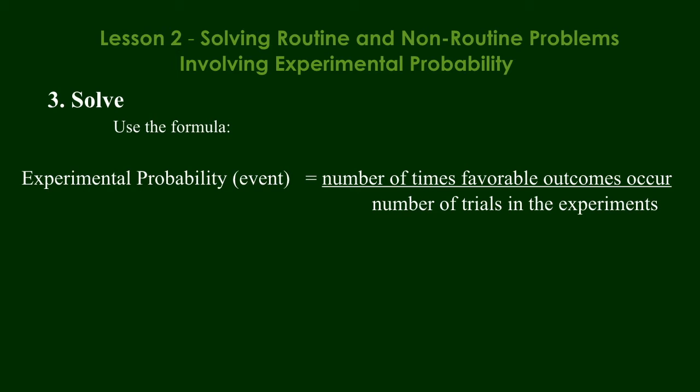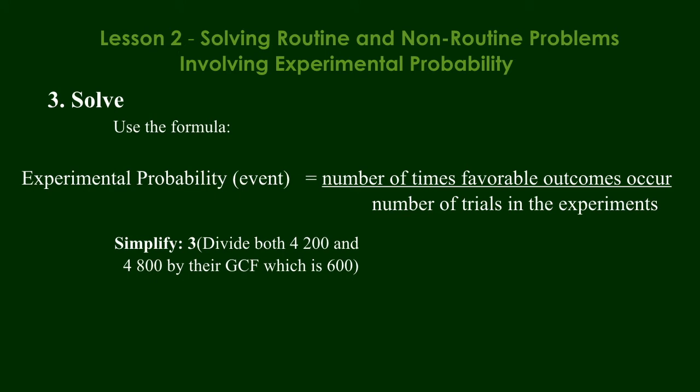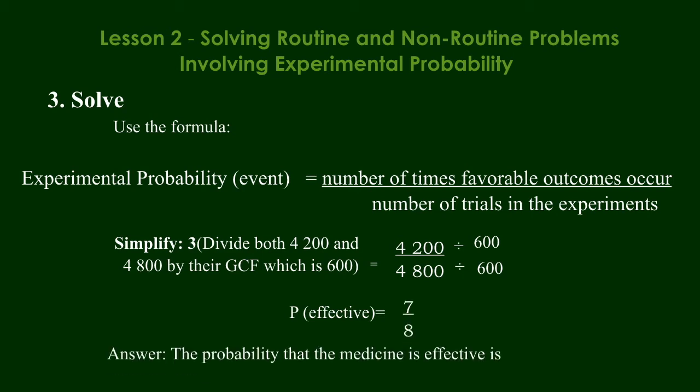So P(effective) is equal to 4,200 over 4,800. Next, simplify. Divide both 4,200 and 4,800 by their GCF, which is 600. 4,200 divided by 600 is equal to 7. 4,800 divided by 600 is equal to 8. So P(effective) is equal to 7 over 8. So the answer, the probability that the medicine is effective is 7 over 8.